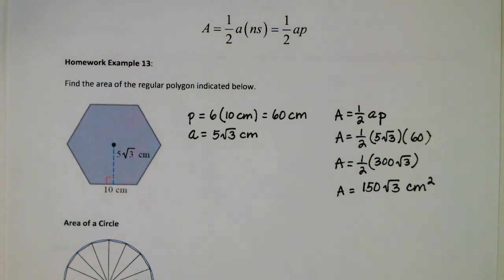So that's how we find the area of a regular polygon. Got to first find out what the perimeter is, and then for the A, that's usually given to you, so you have to use that formula here.